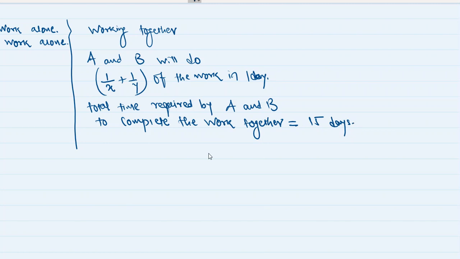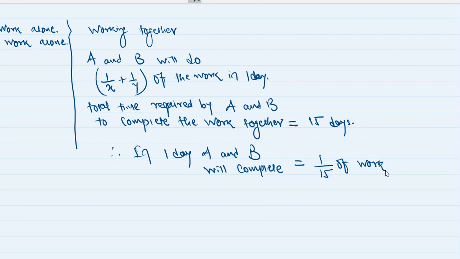So may I ask you a question? Therefore, in 1 day, how much work will A and B complete if they take 15 days to complete the work working together? 1 by 15 of the work, right? And we already know that they are doing 1 upon x plus 1 upon y of the work in 1 day. So the next equation is 1 upon x plus 1 upon y is equal to 1 upon 15. Okay, so this is your equation number 2, which is a little complicated, but no big deal.